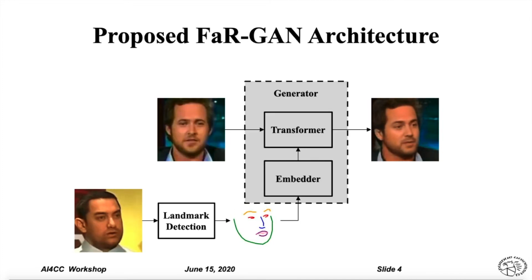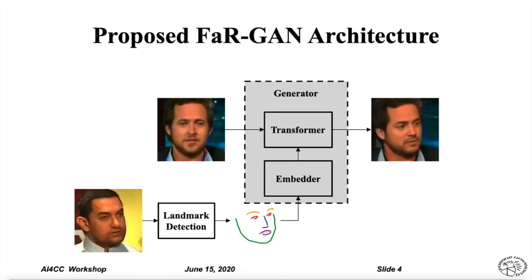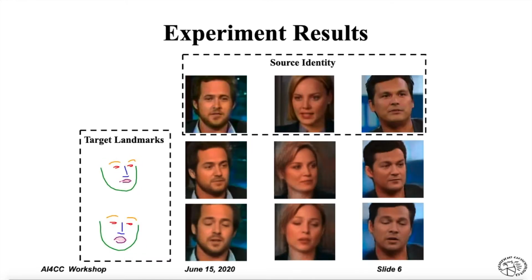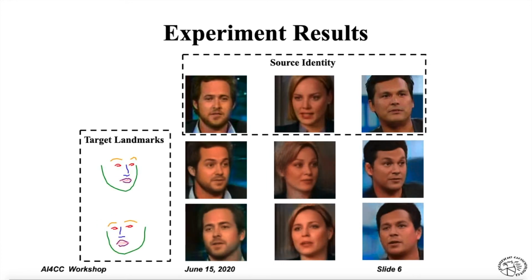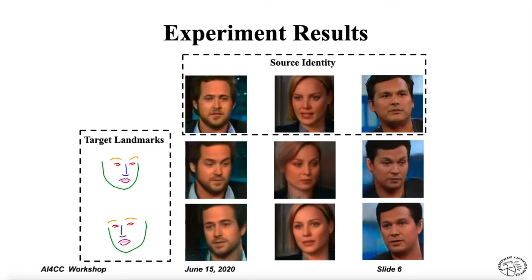After detecting facial landmark points, we fit both the source image and landmarks to the model. The embedder learns to extract the pose information from landmarks, and then we feed the feature to the transformer to transfer expression. Our results show that the proposed far-GAN model can produce realistic reenacted faces with different source faces and target expressions.